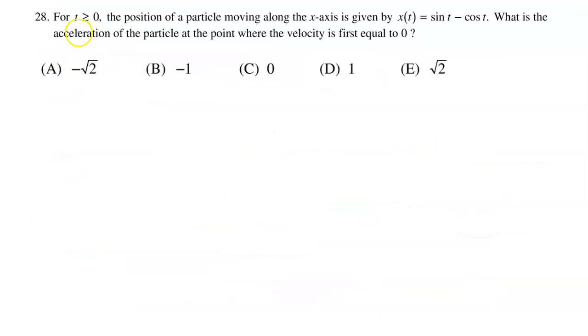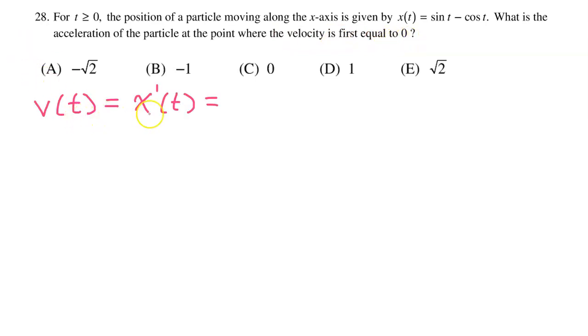Last one. For t greater than or equal to 0, the position of a particle moving along the x-axis is given by x of t equals sine t minus cosine t. What is the acceleration of the particle at the point where the velocity is first equal to 0?